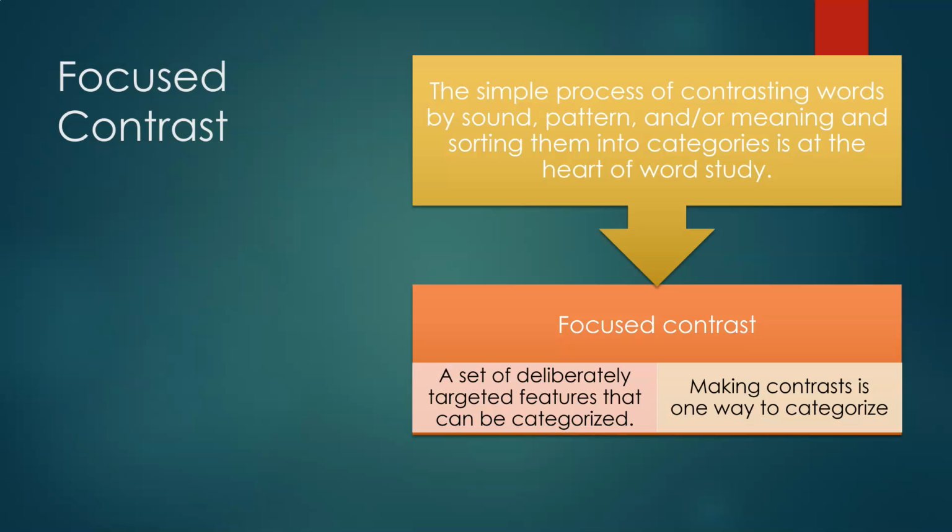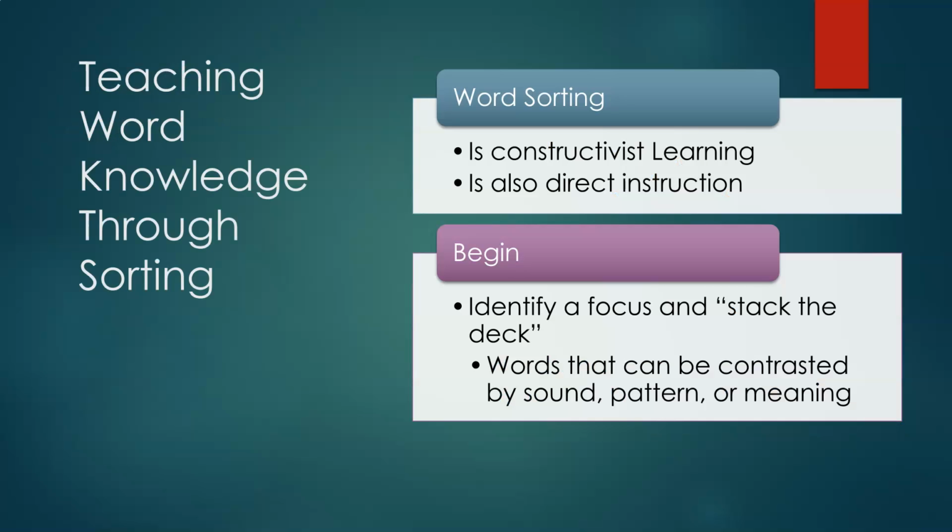And so when we do these word studies or these contrasts, they need to be focused. And what we mean by focused is it's a set of deliberately targeted features. So we're really looking at certain features of words and ways to categorize them. And then making contrast is that way that we begin to categorize these into some type of word sort.